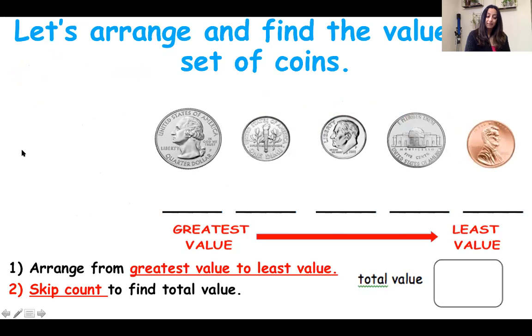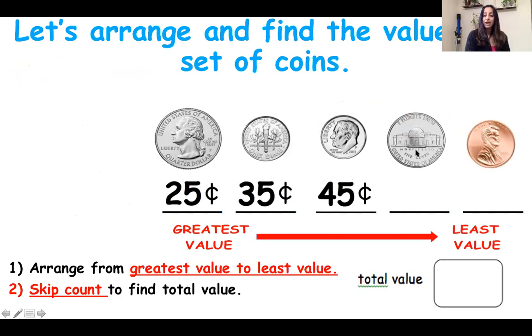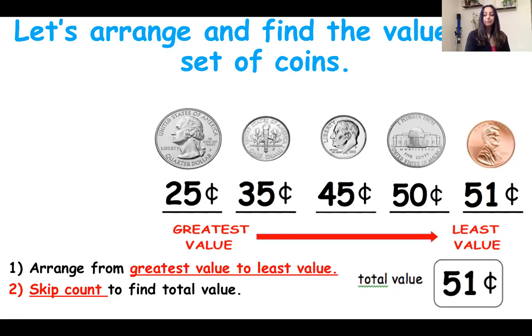Let's skip count to find the value. 25 cents. Now we count by 10s. 25 cents, 35 cents, 45 cents. Now we count by 5s. 45 cents, 50 cents. Now we count by 1s. 50 cents, 51 cents. The total value of this coin collection is 51 cents. Very nice. Try another one.